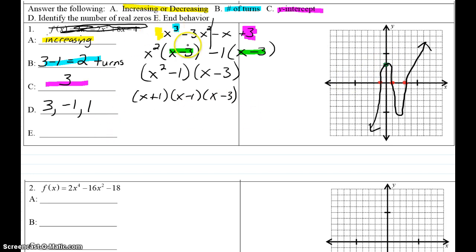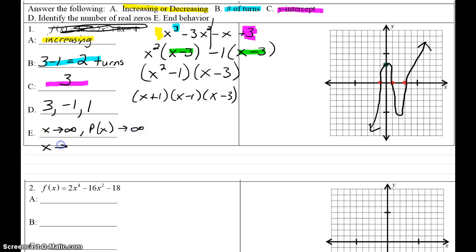And so now we can look at our end behavior. As x goes to infinity, what's our function doing? What's our polynomial doing? As x goes to infinity, our graph is going up. So that means it's going to positive infinity.